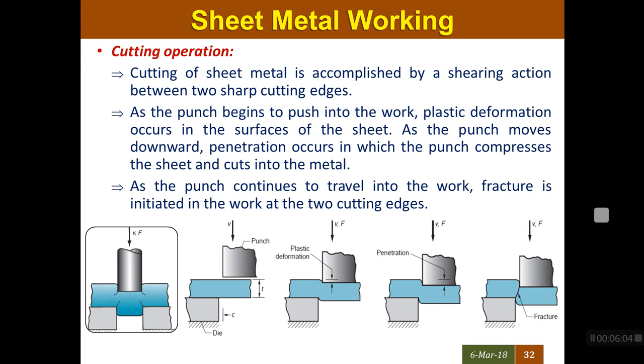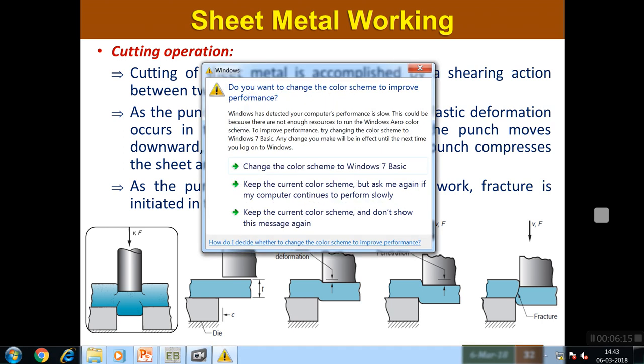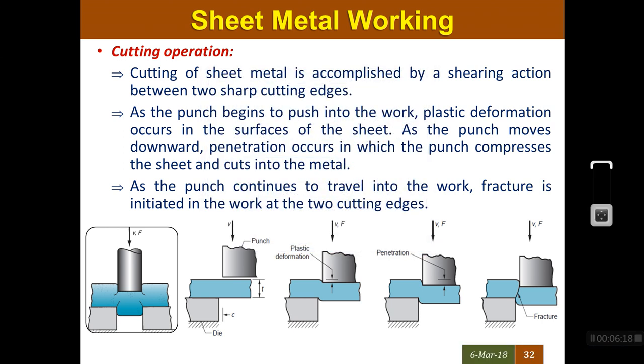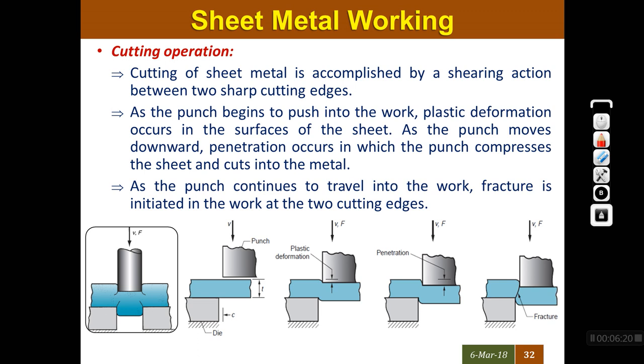So cutting operations are where the cutting of sheet metal takes place with the help of sharp cutting edges. Here we have a punch and die. The punch is a sharp cutting edge movable part, which cuts the sheet metal. The die is stationary, the punch is movable. Because of this sharp cutting edge, the sheet metal cutting operation can be done.